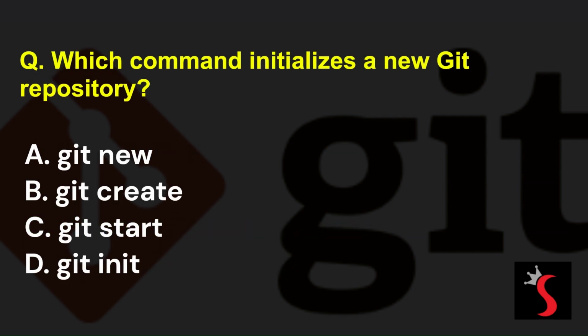Which command initializes a new Git repository? A. Git new. B. Git create. C. Git start. D. Git init.